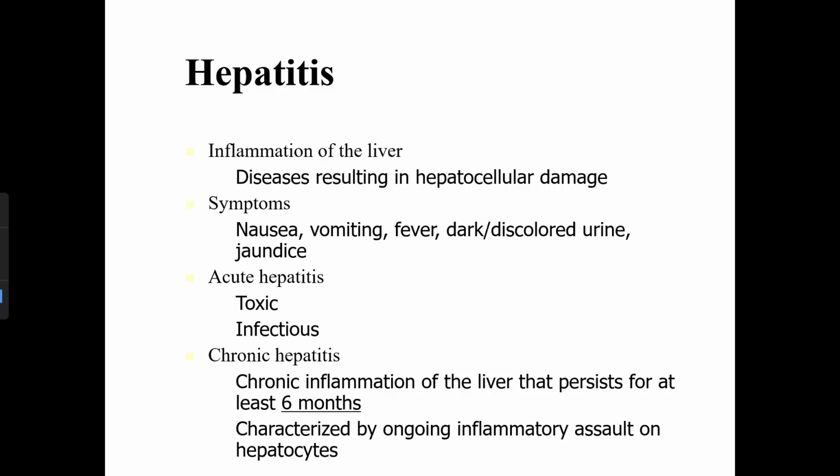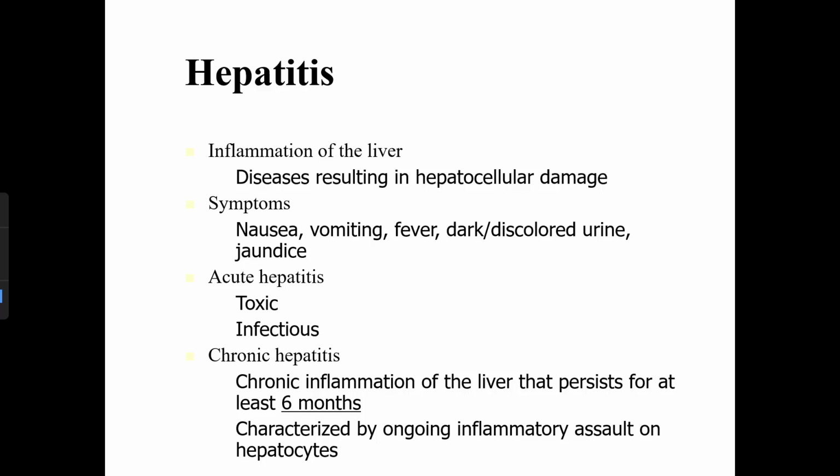So now we're going to move on to different types of hepatitis. So hepatitis is inflammation of the liver. It's diseases resulting in hepatocellular damage. So the cells of the liver are damaged, and that causes inflammation. Symptoms include nausea, vomiting, fever, dark or discolored urine, jaundice.